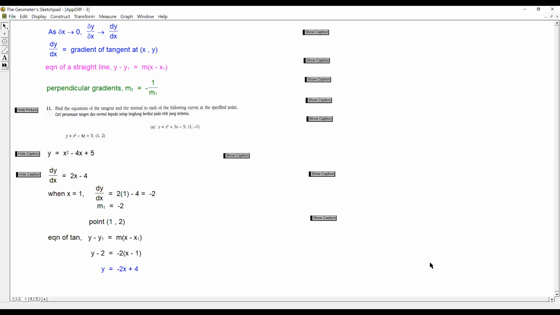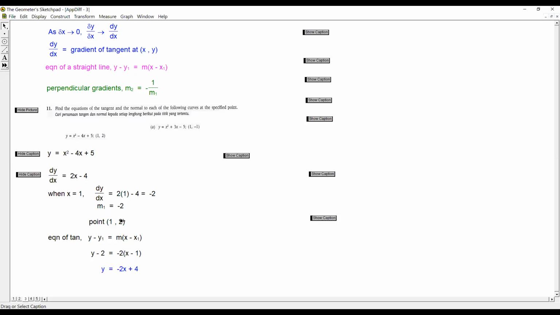Because we want to find the normal. Yes, because I want to find the normal. I want to make the normal different from the tangent. So this is the gradient of tangent, I call it m1. Gradient of normal, I will call it m2. So I just give it a different name. Okay, so after finding the gradient of tangent, I also know the point, (2, 1). This (2, 1) is given. I just quote from the top. It's nothing new, I just copy down from the top.